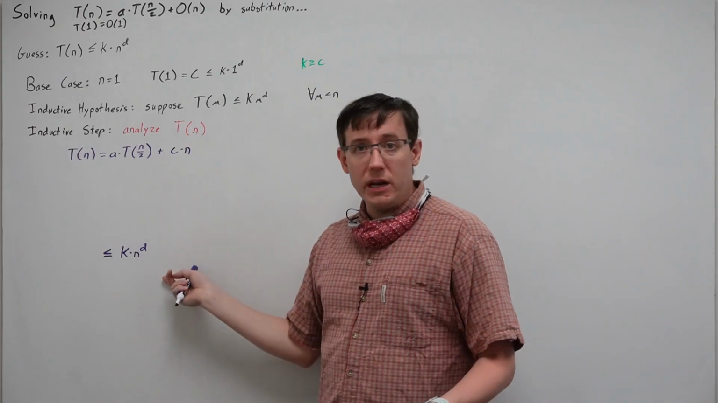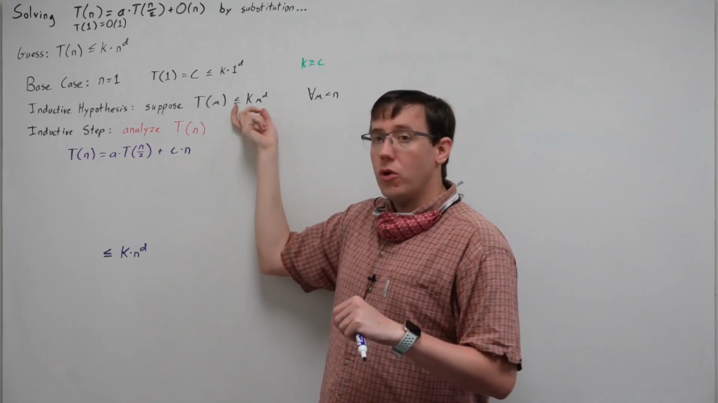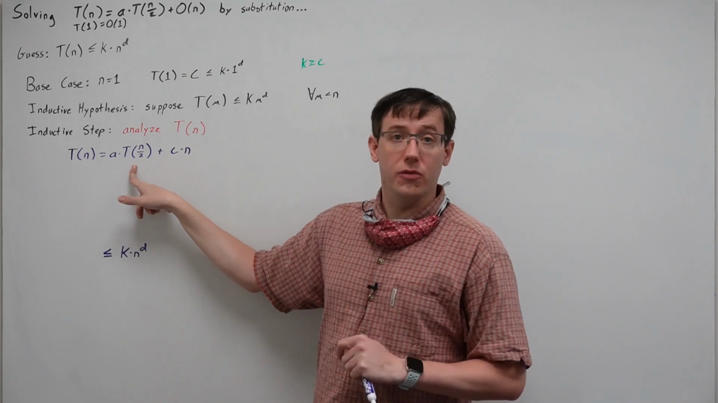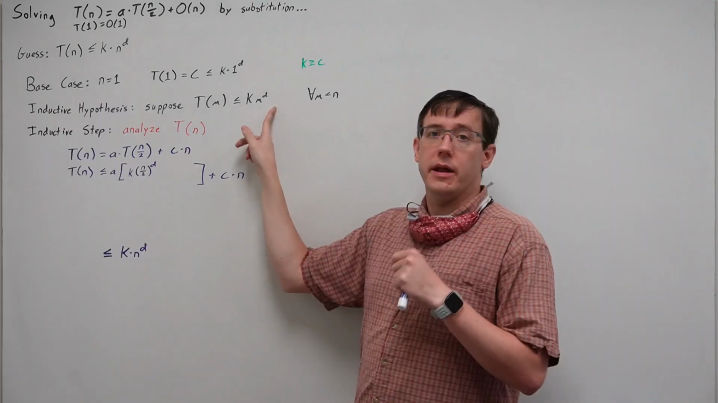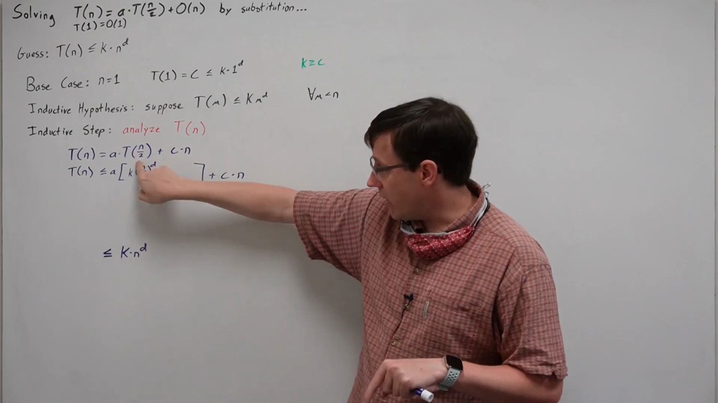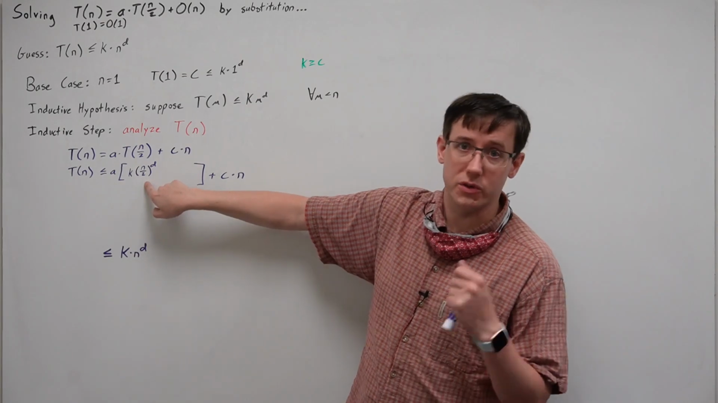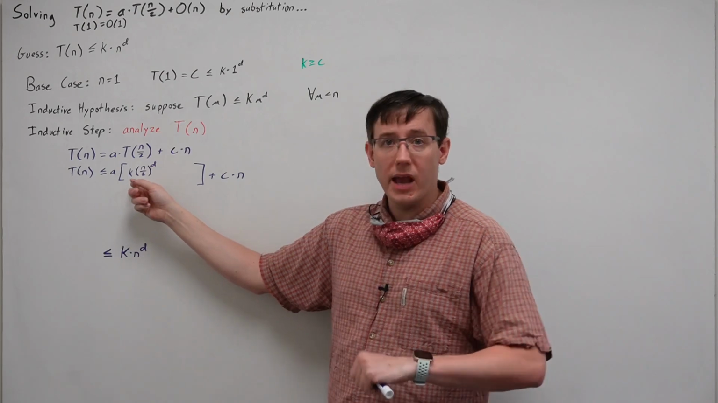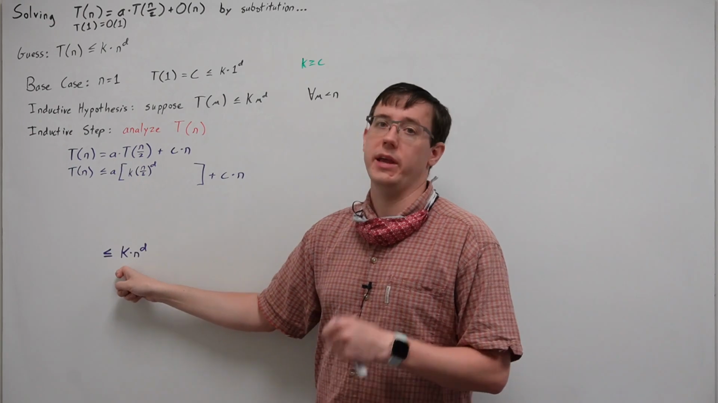To get here, we need to use our inductive hypothesis, which says that the bound holds on smaller inputs, including an input of n over 2. And if our formula works on n over 2, then the value of T(n over 2) is at most k times (n over 2) to the d. So now the question becomes, what value of d can we pick to make it so that this is less than or equal to k times n to the d?